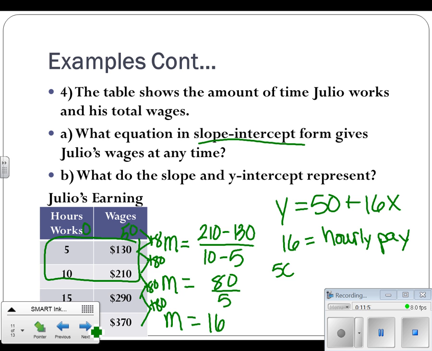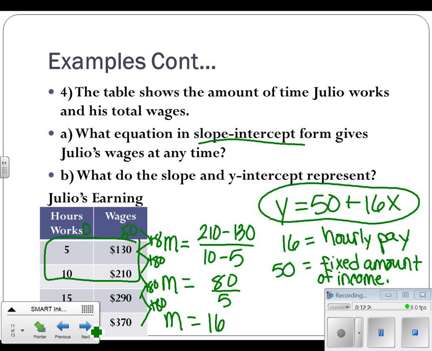And the 50, that's the y-intercept, that fixed amount of income per pay period. He gets $50 plus $16 for every hour he gets paid. So this is our equation, our linear function in slope-intercept form. y equals 16x plus 50, or vice versa, where the 16 is the hourly pay and the 50 is the fixed amount of income every pay period.